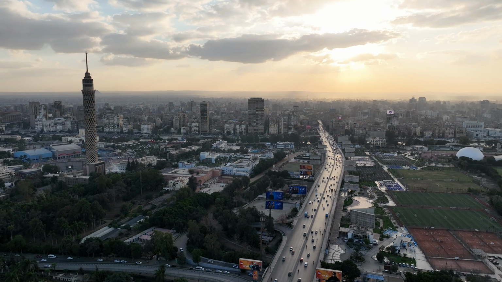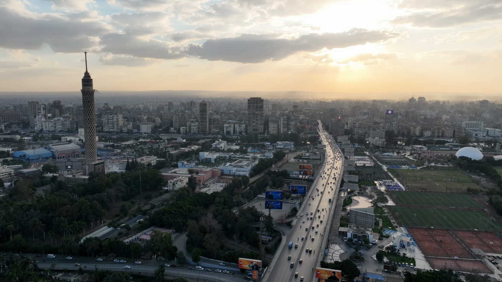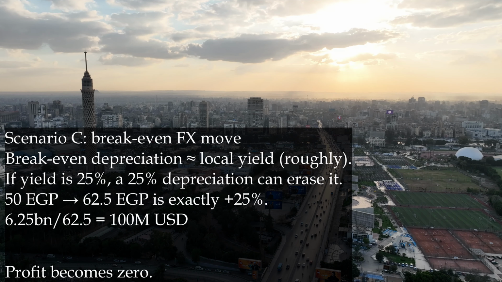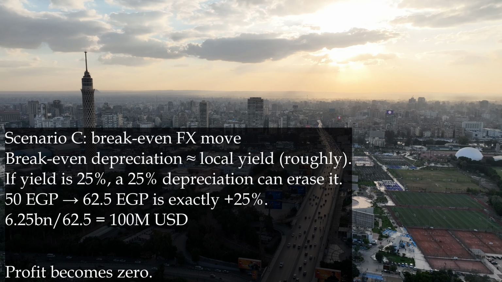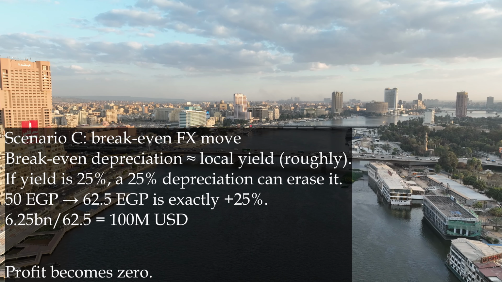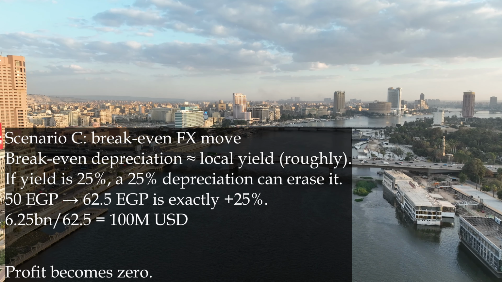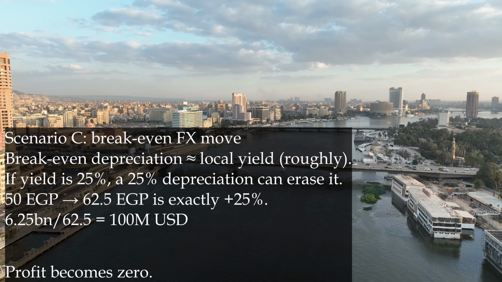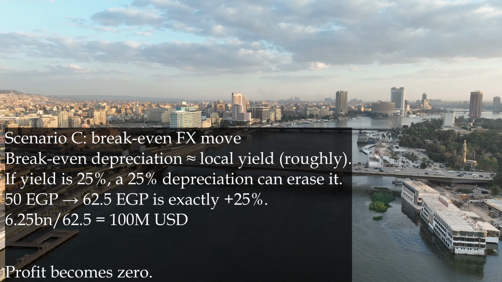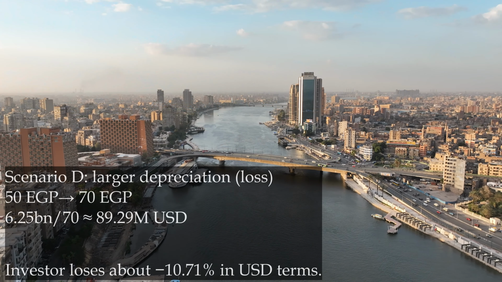Scenario C. Break-even FX move. Here's a simple rule. Break-even depreciation approximately equals local yield, roughly. If yield is 25%, a 25% depreciation can erase it. 50 to 62.5 is exactly plus 25%. 6.25 billion divided by 62.5 equals 100 million USD. Profit becomes zero.